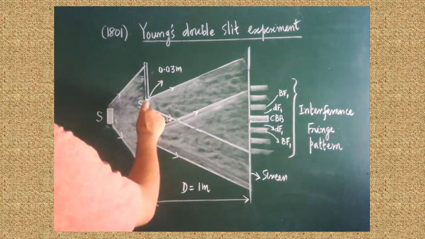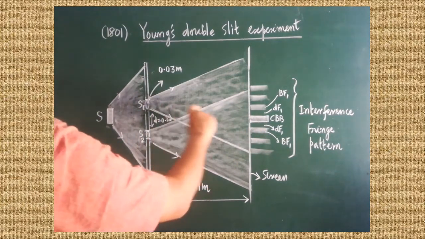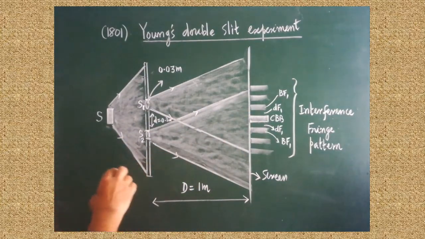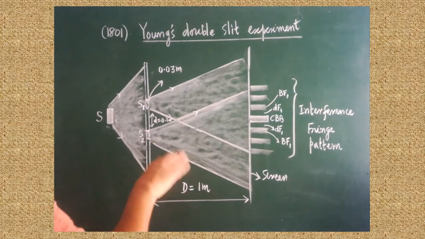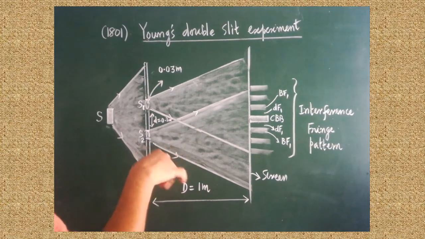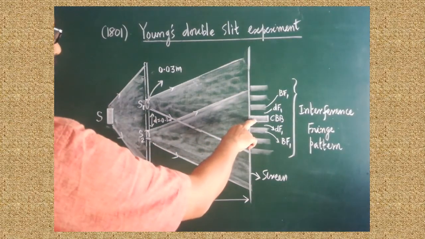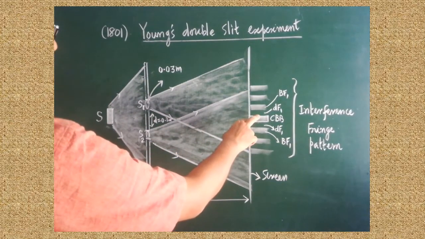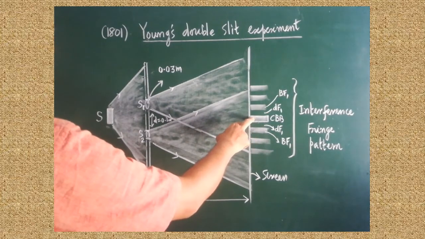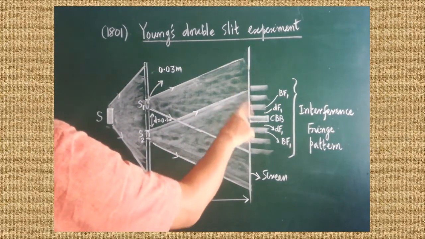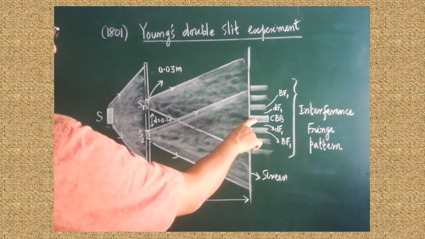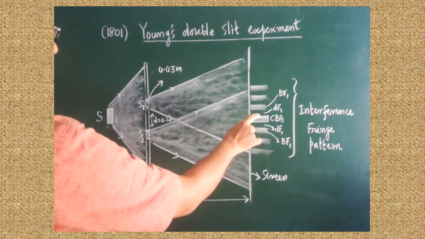So the light rays from S1 and S2, when they interfere, won't have any phase difference. The phase difference is 0 and the path difference is 0, so the central bright band will appear at the center of the interference pattern. Don't forget, in Young's double slit experiment, the central bright band will be the maximum one. Its intensity will be maximum.